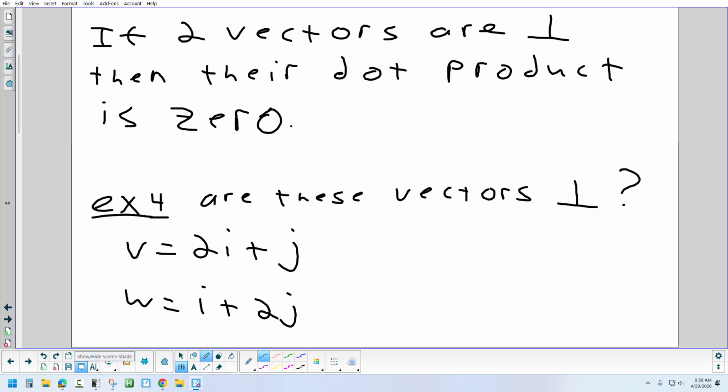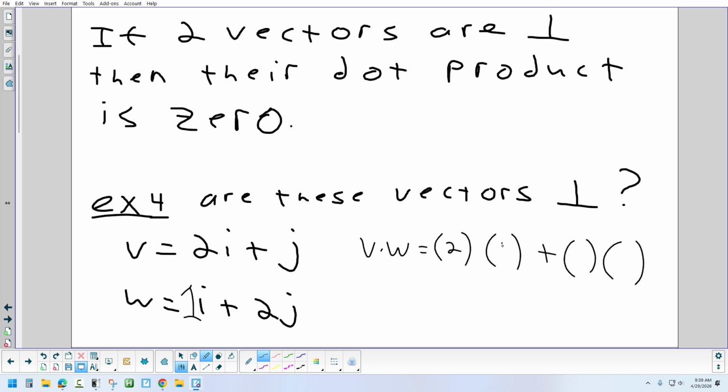All right, so the question here, it's either a yes or a no. Are these vectors perpendicular? Okay, so find the dot product. And if they are perpendicular, the dot product will come out to 0. What's the calculation for the dot product here? 2 times 1. Just pretend there's a 1 when you don't see a number in front of a letter. So we have 2 times 1, and then we have 1 times 2. What's that come out to? 4. So are these two vectors perpendicular? No.